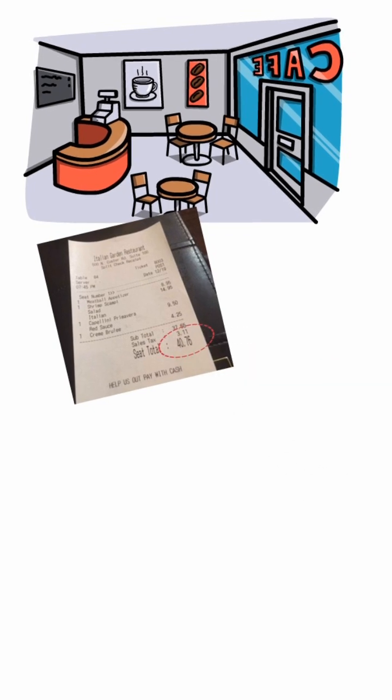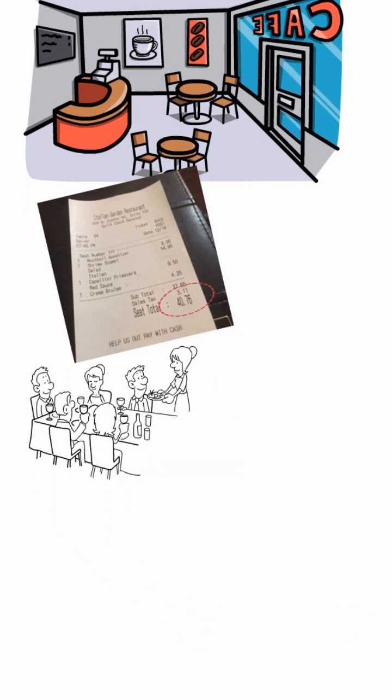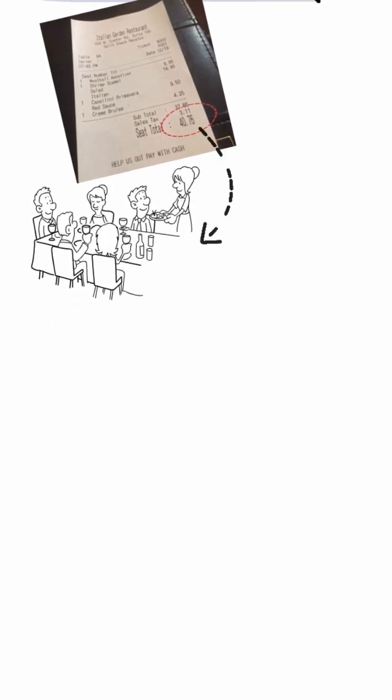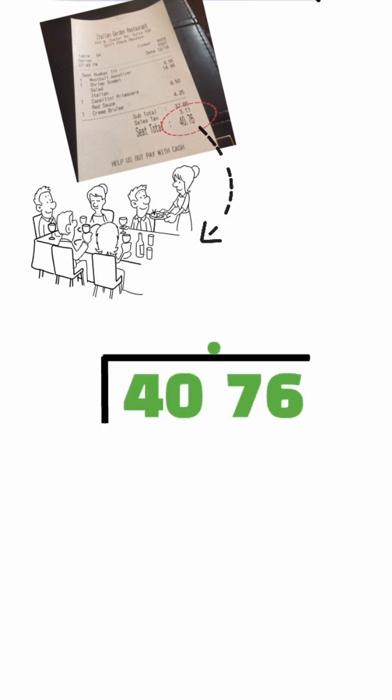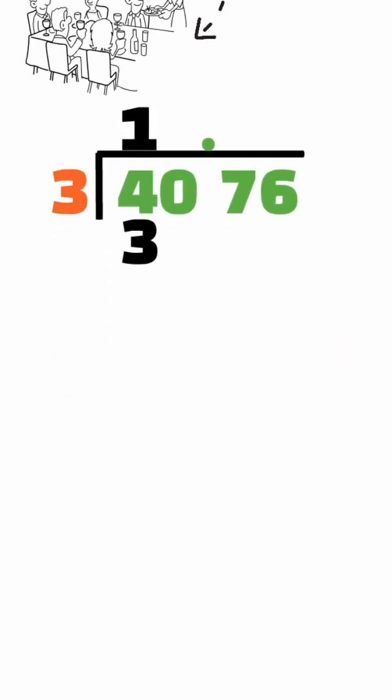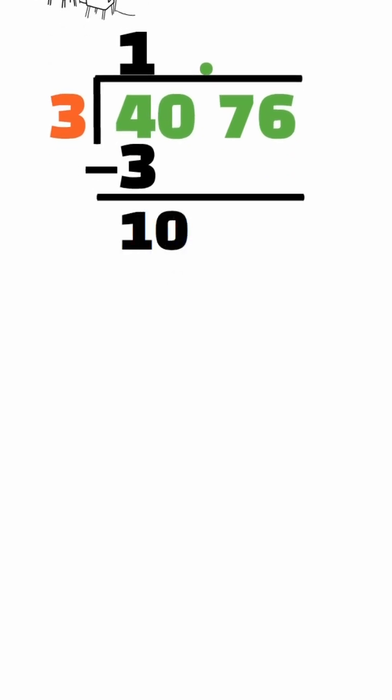What do we need to do? First, understand that the dividend is 40.46 and 3 is the divisor. We are trying to find the quotient, which is the answer. If the divisor is a whole number, we put the decimal point in the answer, lining it up with the dividend, and then divide like normal.